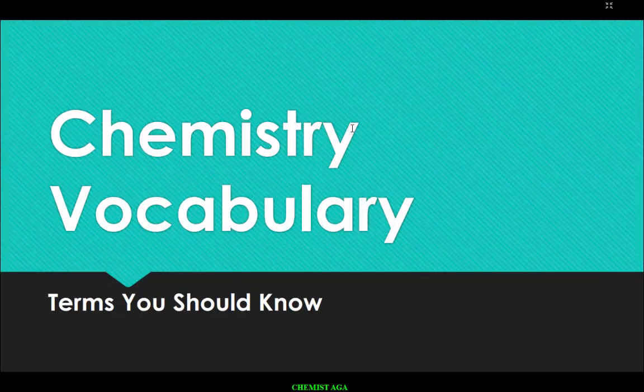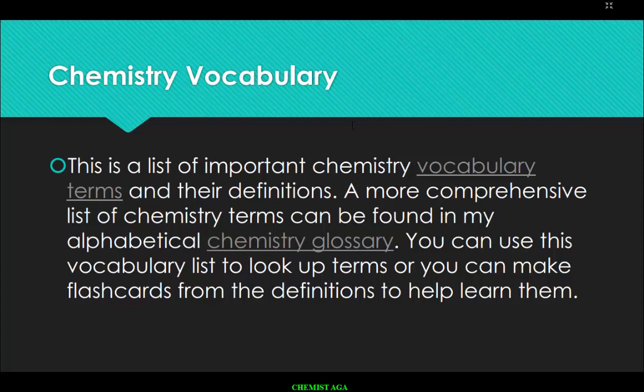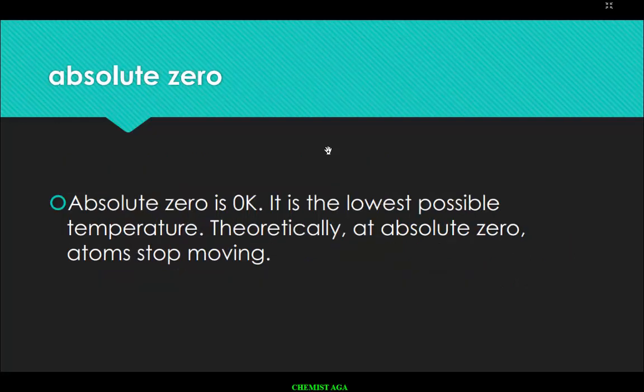This is a list of important chemistry vocabulary terms and their definitions. A more comprehensive list of chemistry terms can be found in my alphabetical chemistry glossary. You can use this vocabulary list to look up terms, or you can make flashcards from the definitions to help learn them. Absolute zero. Absolute zero is 0 K.